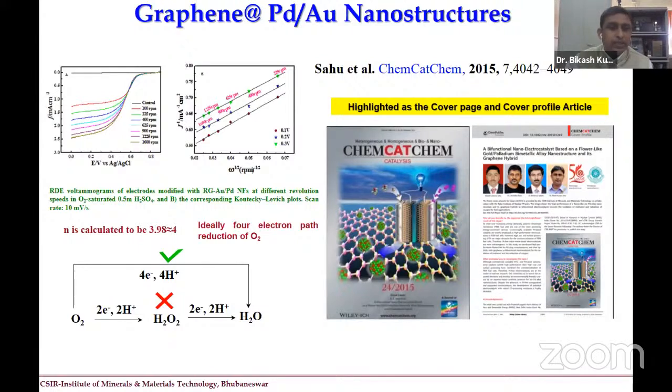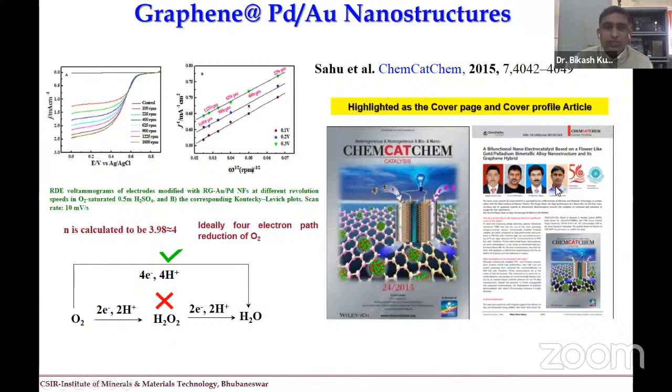So what will happen? It will corrode the electrode surface. That will foul the electrode surface, which is a disadvantage. That's why we should develop a catalyst which is highly active and can do the oxygen reduction process by a one-step 4-electron process. We should follow a 4-electron transfer process so that oxygen is directly converted to water, which happened in this case, this bimetallic nanostructure on graphene.